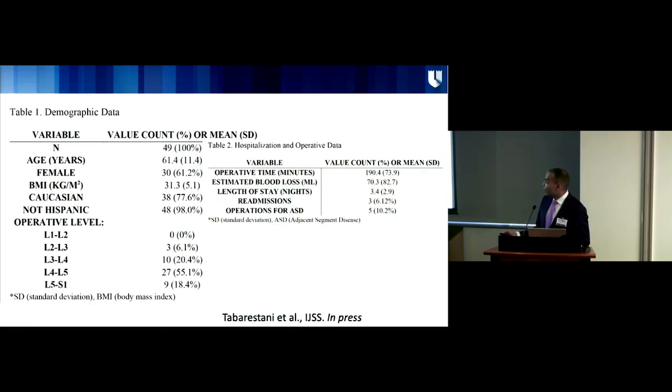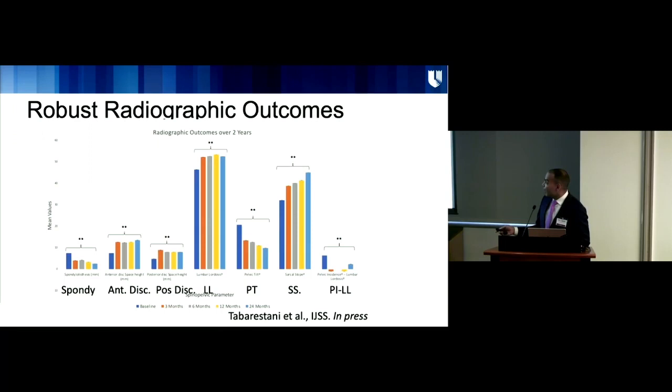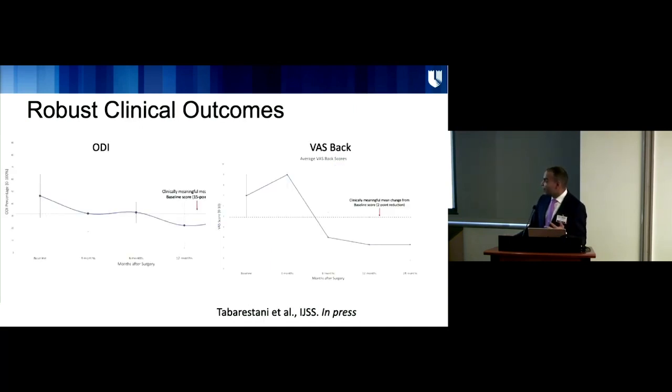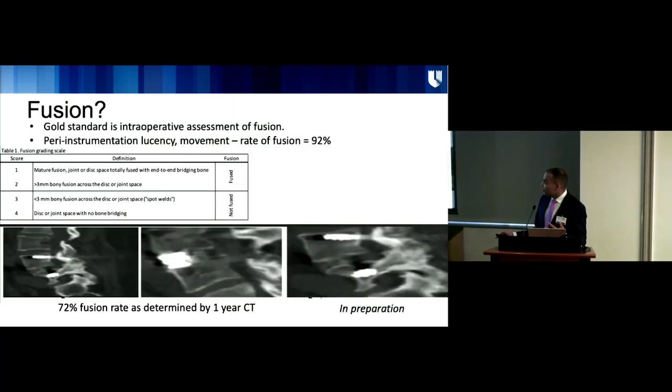This is our 2-year outcomes. We have now 50 patients, and we're looking at things such as lumbar lordosis. We're keeping the lumbar lordosis increased through 2 years. We're keeping our spinal pelvic parameters robust. I think this is really important. We looked at ODI and VAS, and we looked at fusion rates as well. It's about 92%.